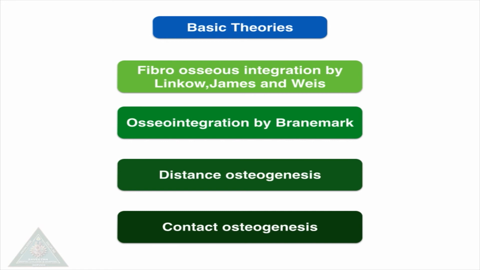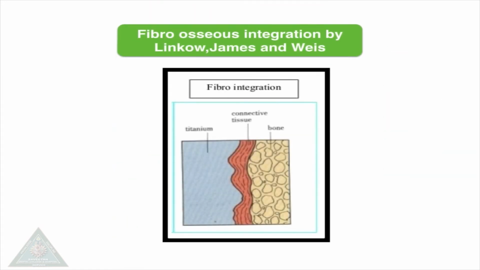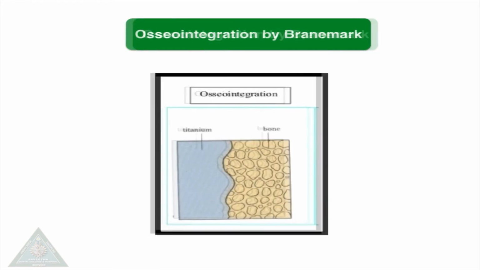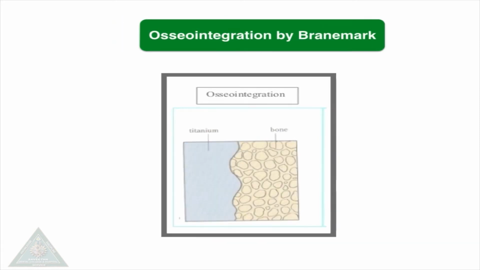The basic theories which support osseointegration. The first theory is fibro-osseous integration, which was proposed by Linkow, James and Weiss. They said that a fibro-osseous ligament forms between the implant and the bone, and this ligament can be considered equivalent to the periodontal ligament. The next theory is by Branemark. Branemark proposed that the implant integrates such that the bone is laid very close to the implant without any intervening connective tissue. The titanium oxide predominantly fuses with the bone, as Branemark showed in 1950.